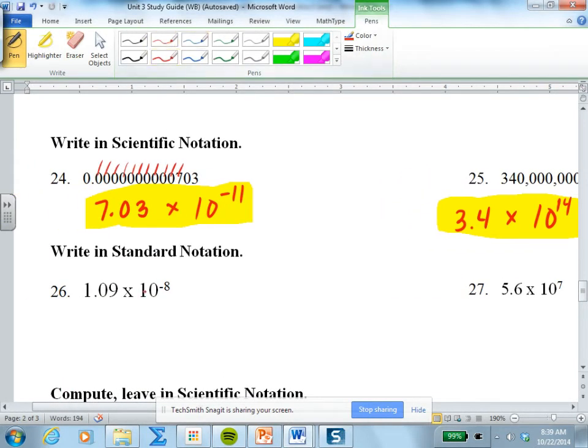In standard notation, I have to go back the other way. Once again, the exponent tells us how many times I move my decimal place. So I start off with 1.09, and I'm going to have to move it 8 times. Is this a big number or a small number? Small number, so I'm going to have to move it to the left. 1, 2, 3, 4, 5, 6, 7, 8. There's my new decimal place. 1, 2, 3, 4, 5, 6, 7 zeros. Then 109 is your correct answer. 0.0000000109, seven zeros, then 109.